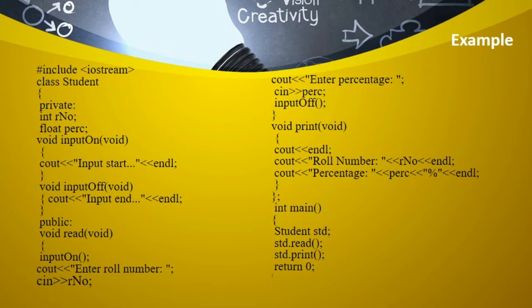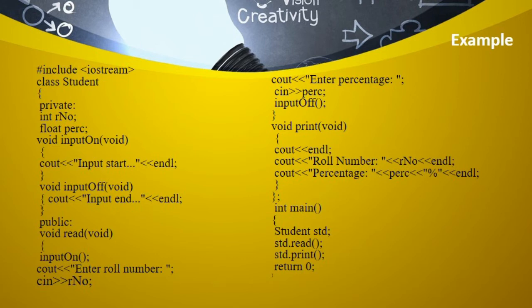Outside the class. So now the next member function is read. Inside that read member function, the two member functions input on and input off, which are declared under the private access specifier, are called inside the read member function. The fourth member function is print. Inside that print member function, some statements are included. The print member function is also defined inside the class itself.